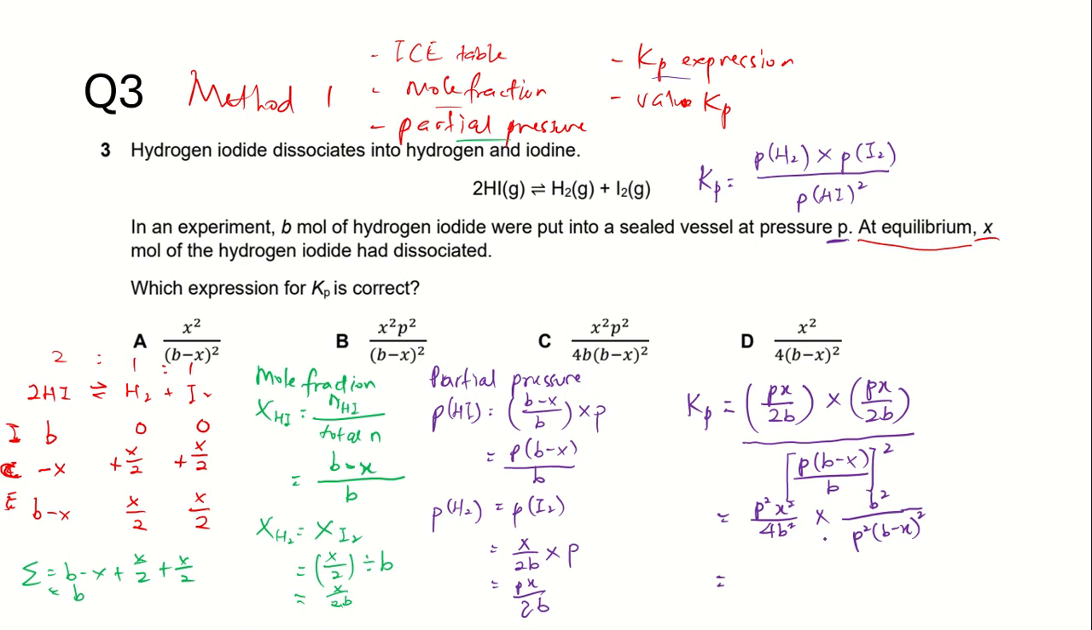So now let me cancel whatever I can cancel from these two terms. B square cancels, P square cancels. Done, right? There's nothing else that I can cancel. Now, the final expression for Kp will be X square divided by B 4 multiplied by B minus X square.